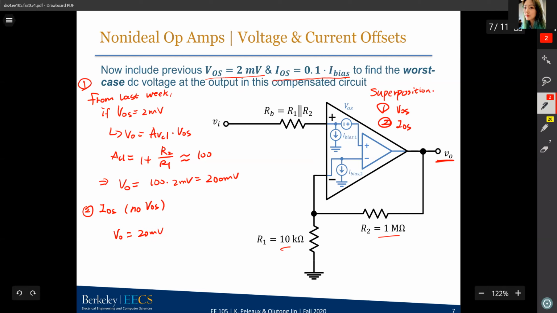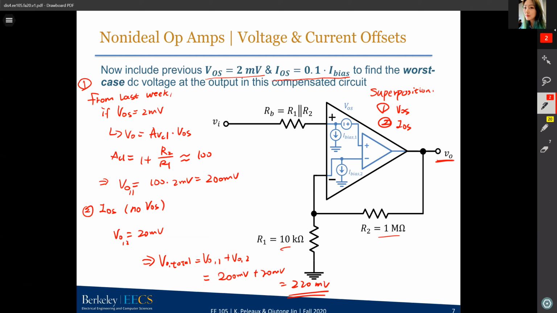So the worst case DC voltage will just be Vout total equals Vout in the first case plus Vout in the second case. So the worst case DC voltage we can get is 200 millivolts plus 20 millivolts, which is 220 millivolts. This is the worst case DC voltage we can get for this compensated circuit.